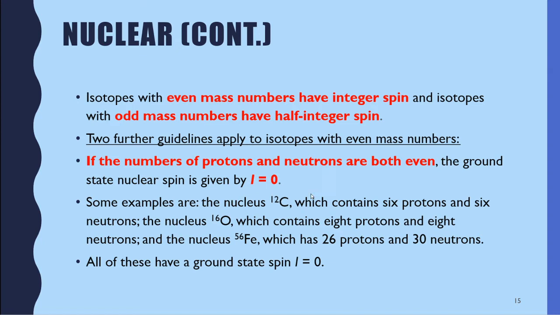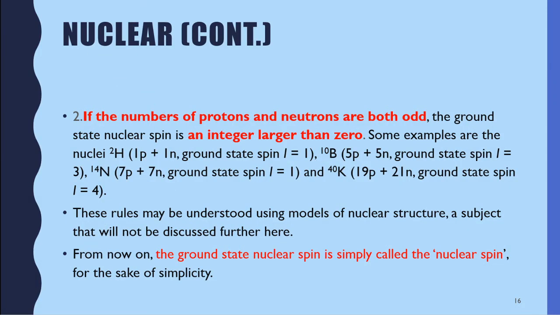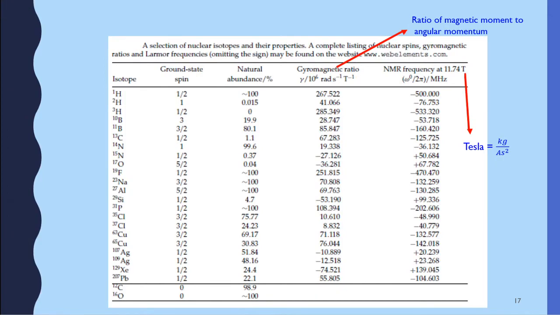Examples of that are carbon 12, which has 6 protons and 6 neutrons, and oxygen 16, which has 8 protons and 8 neutrons. So when you have I, the spin number, equal to 0, it's going to be NMR inactive. Only when you have a nuclear spin number can you actually have an NMR signal.